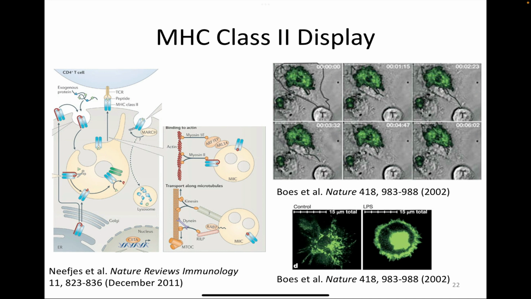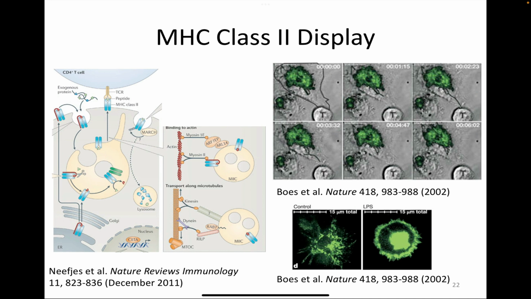So here is a dendritic cell. This one, with the little jaggedy edge, is the dendritic cell. This is a T cell. The dendritic cell in the green is actually the MHC class 2. And you can see originally the MHC class 2 is kind of near the middle of the cell.